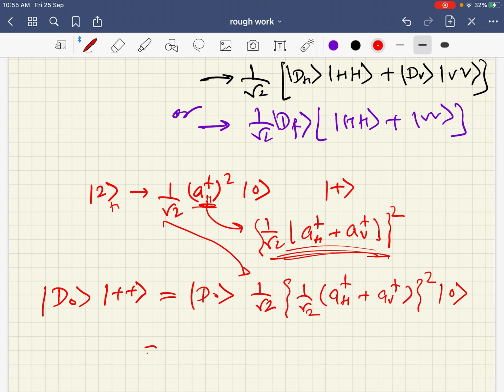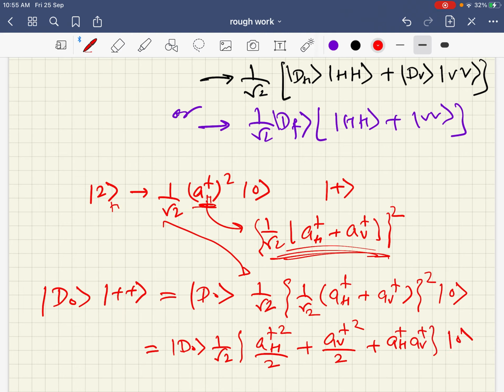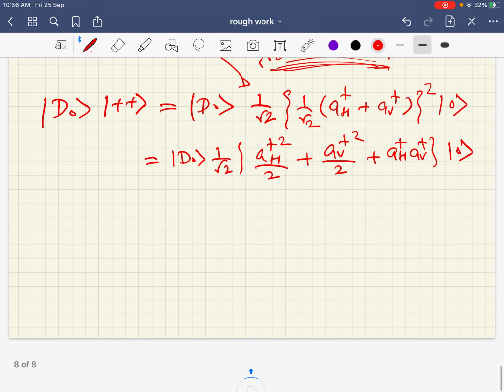Now let's just square everything. So we can write d naught equals d naught times 1 over root 2, and what you have is the square of everything. So this squared is a h dagger squared over 2 plus a v dagger squared over 2 plus 2 times this into this, so nothing remains there. So that is a horizontal dagger times a vertical dagger, and the whole is applied to this vacuum state.